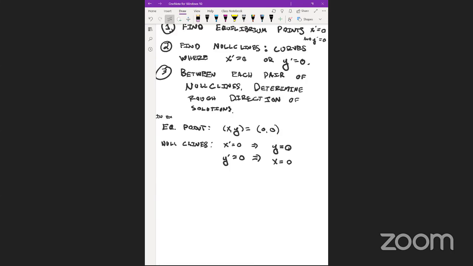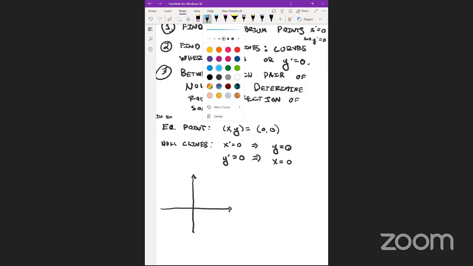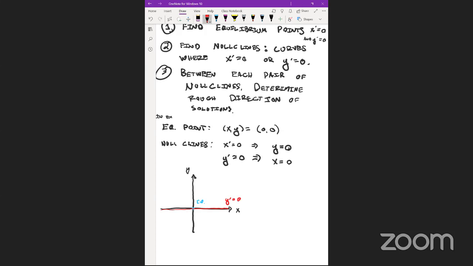And so then let's summarize this information. We have our equilibrium point. Let me label my axes. In this case, the null clines are pretty trivial: we have the y null cline, and we have the x null cline.